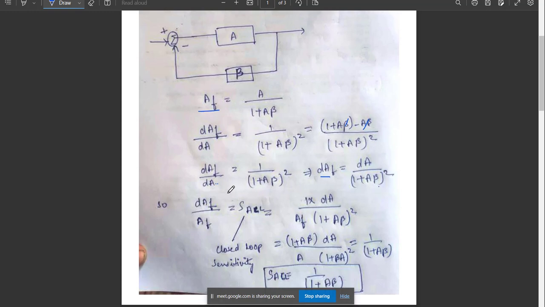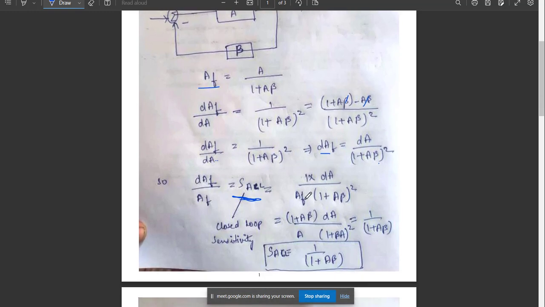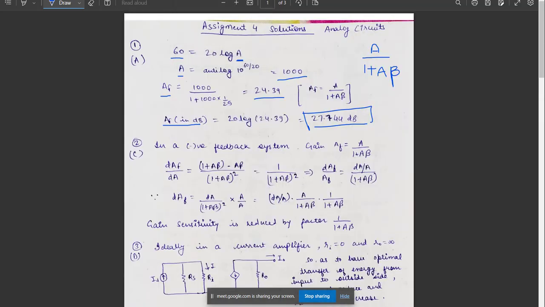Okay, let's go ahead. So the closed loop sensitivity is dAf by Af. We already know dAf, so we'll put it here. dA upon 1 by Af into (1 plus alpha beta A) whole square. From here we'll put the value of Af, and we got something like this. So the closed loop sensitivity is 1 upon 1 plus alpha beta, right?